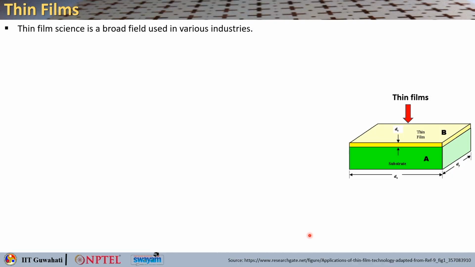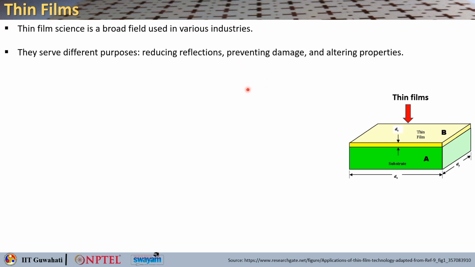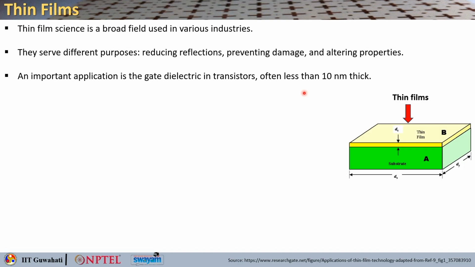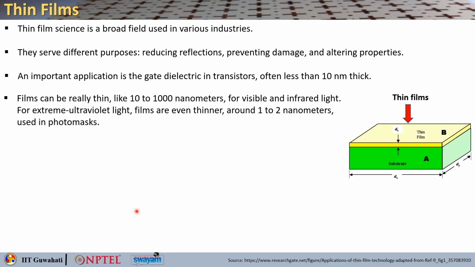So, now let us look into the first method of depositing thin films. Thin film science is a broad field used in various industries. They basically serve different purposes. They can be used for reducing reflections, preventing damage or altering properties, right. So, an important application is the gate dielectric in transistors, which are often less than 10 nanometers in thickness.